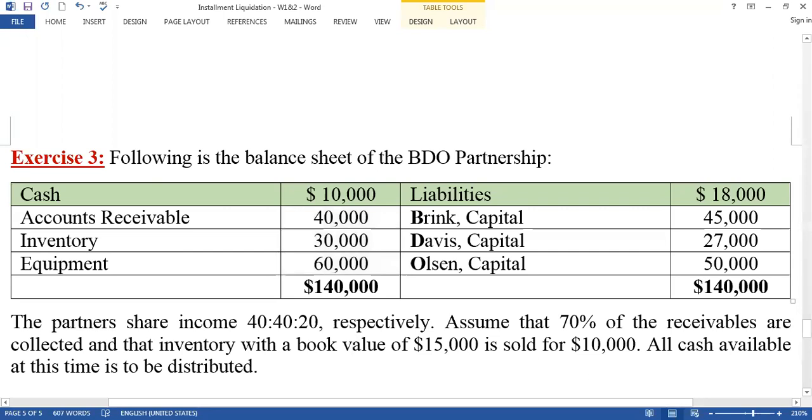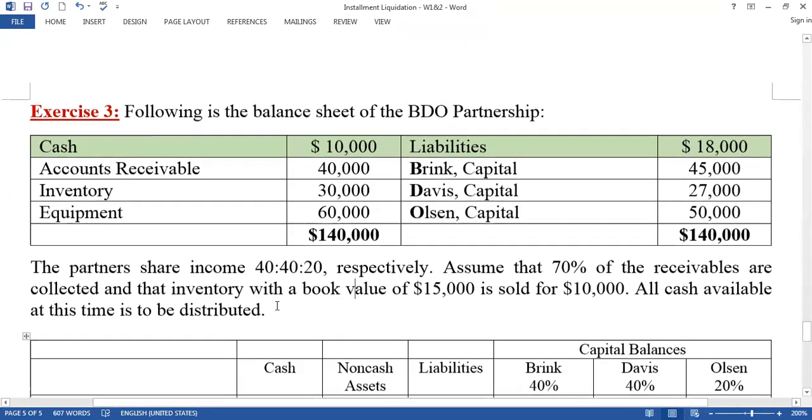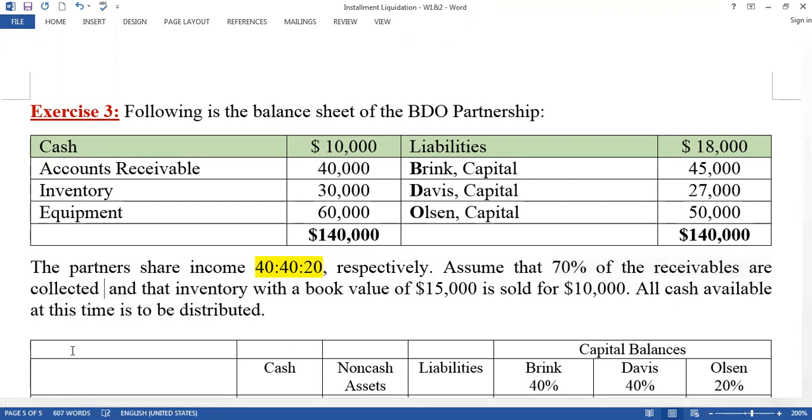Let's solve this question. And 442 is the ratio. This is their income ratio. First, assume that 70% of the receivables are collected. So if we do some calculation, we have $40,000.